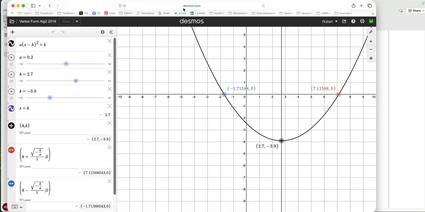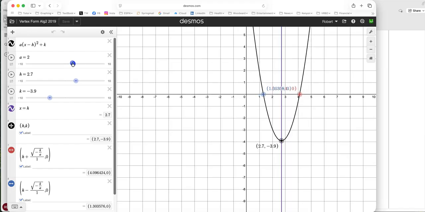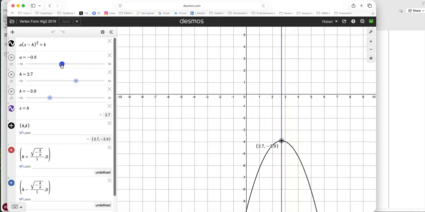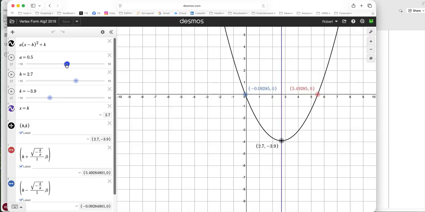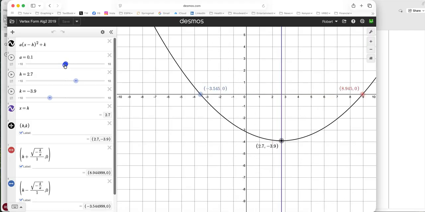So if I look at the graph in that first line, a, x minus h squared plus k, a right now is 0.2. So what does the a value do? a is 1.8, a is 2, a is 3. What happens when a goes negative? This is the same behavior as what we saw in intercept form. A is positive, graph goes up. A is negative, graph goes down.